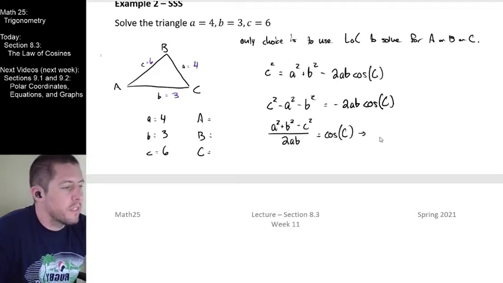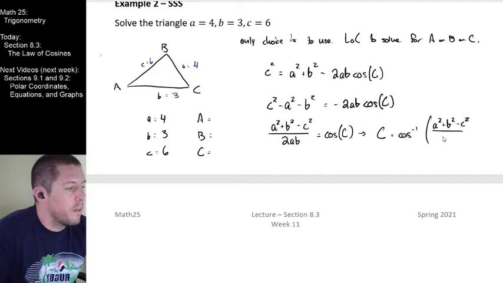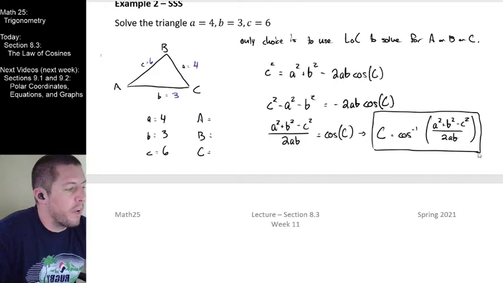And therefore, it looks like C should be cosine inverse of A squared plus B squared minus C squared over 2AB. Right? So this is sort of like the inverted form of the law of cosines to solve for an angle.